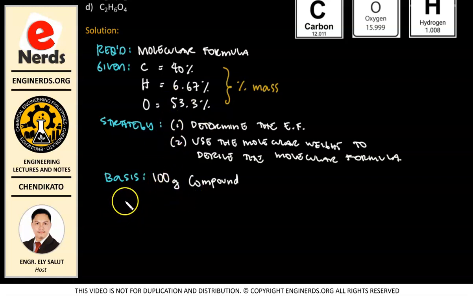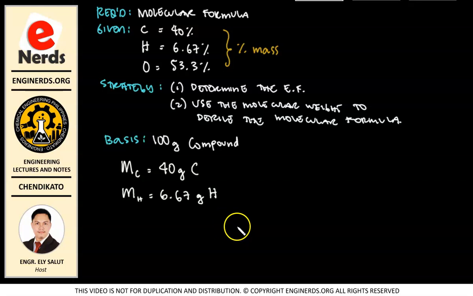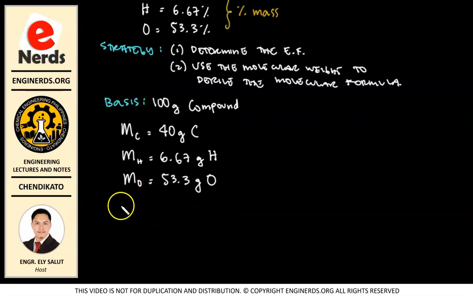So let us determine the mass of every element. The mass of carbon is equal to 40 grams. The mass of hydrogen is equal to 6.67 grams. And the mass of oxygen is equal to 53.3 grams.